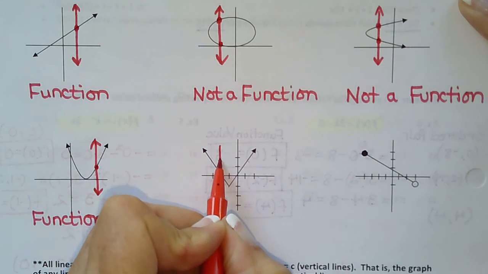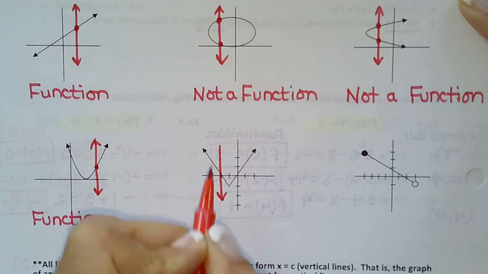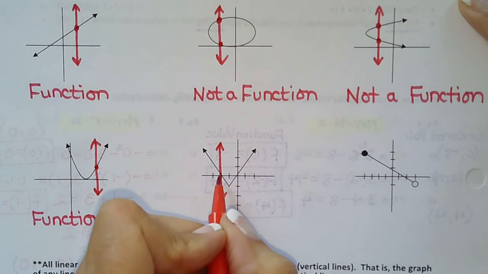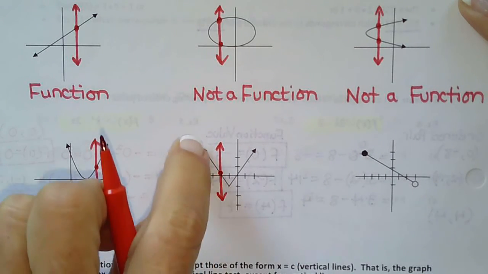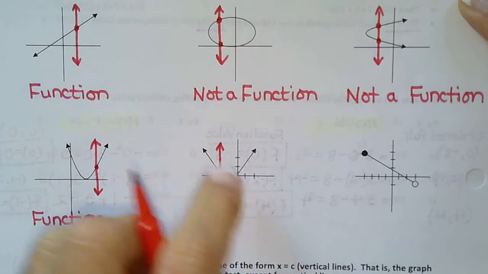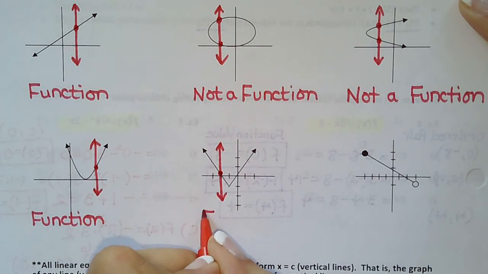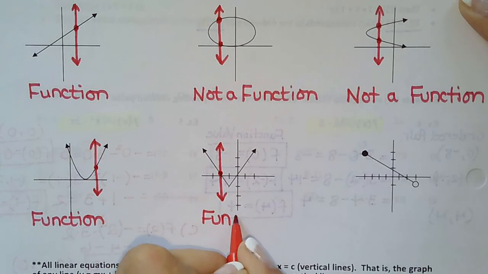Same thing with this V. This is called an absolute value graph. You'll learn about this in Math 120 and Math 150 if you're going the STEM route. So this again only intersects the V in one point. And it says any vertical line up there, but any vertical line I draw will only intersect once. So this is a function as well.